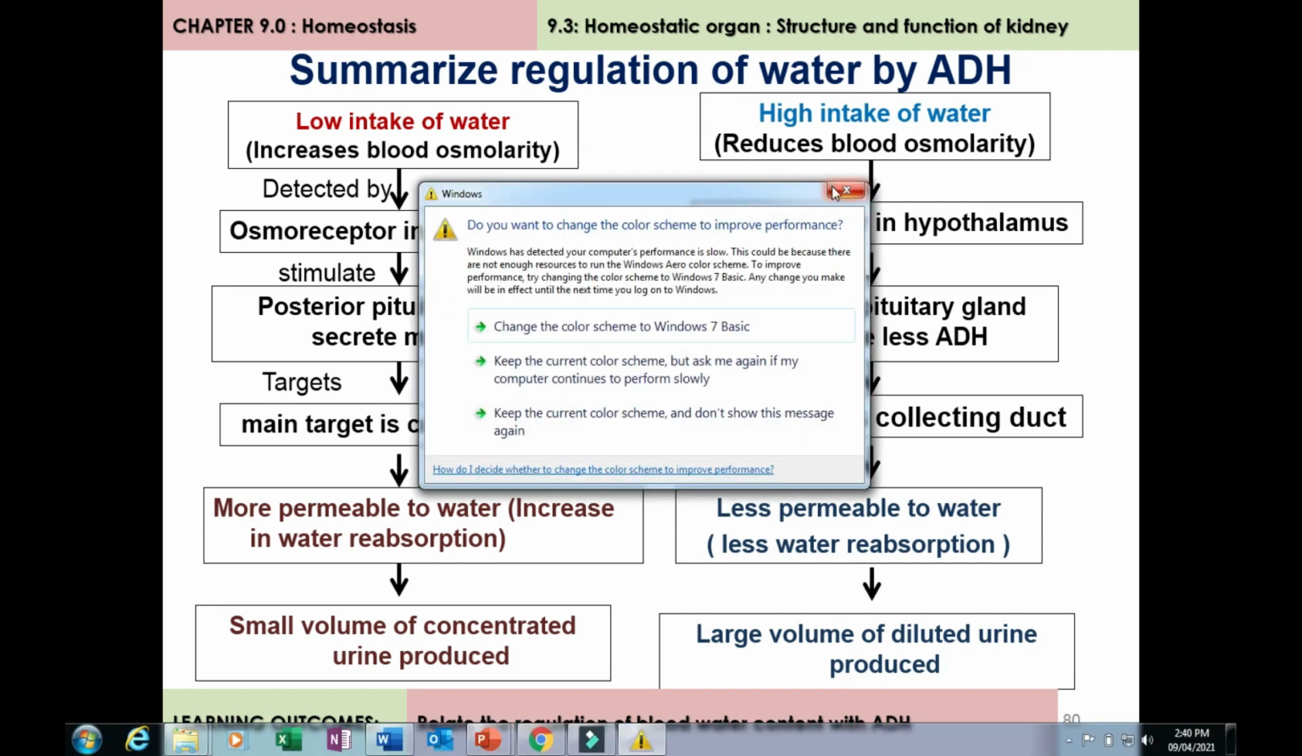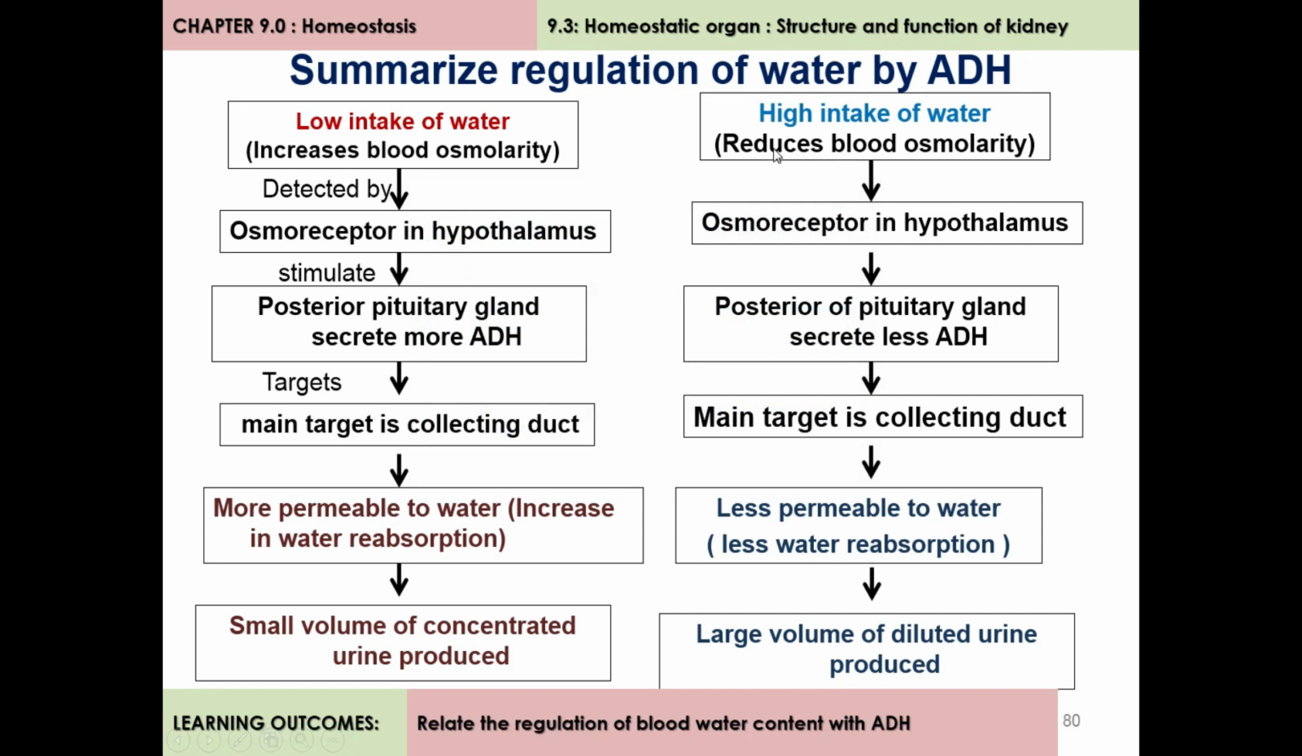Okay, high intake of water, it reduce blood osmolarity. Osmoreceptor in hypothalamus, it will stimulate posterior pituitary gland to secrete less ADH. Bila less ADH pergi kepada collecting duct, akan berlaku less water reabsorption. Okay, so what happen is large volume of urine will be produced. Dilute urine will be produced.